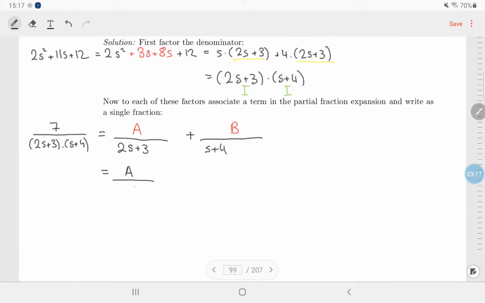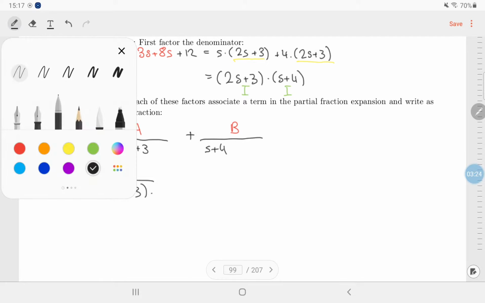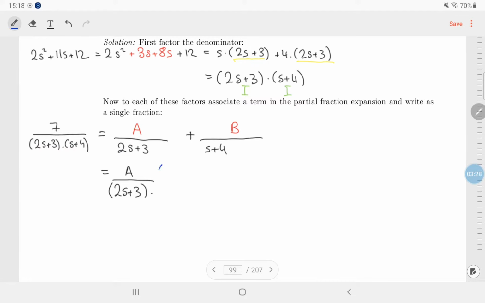So let's see how that goes. So I want this to be 2s plus 3 times s plus 4, and I can get that by multiplying above and below by s plus 4. The crucial thing is that this blue thing here, the s plus 4 divided by s plus 4, is equal to 1, and multiplying by 1 doesn't change anything. Now it looks different, but it's the same number. Multiplying by 1, like 7 by 1, looks different to 7, but it's the same number.